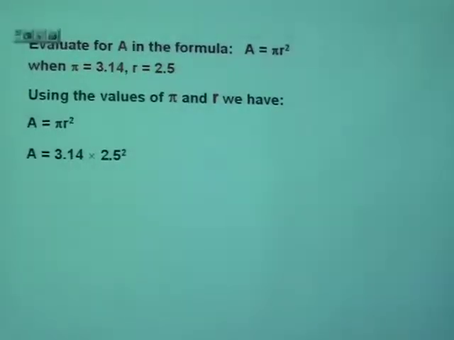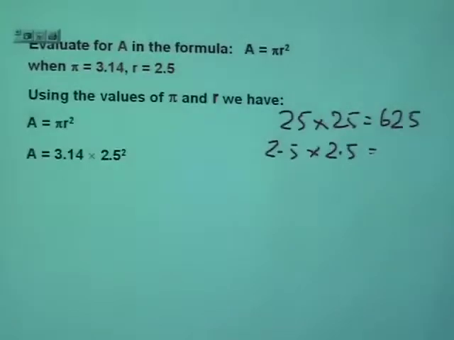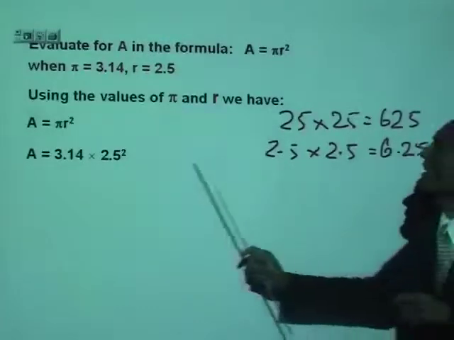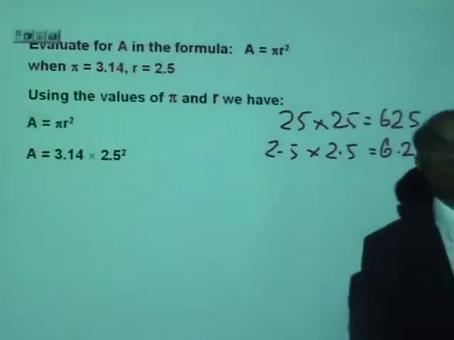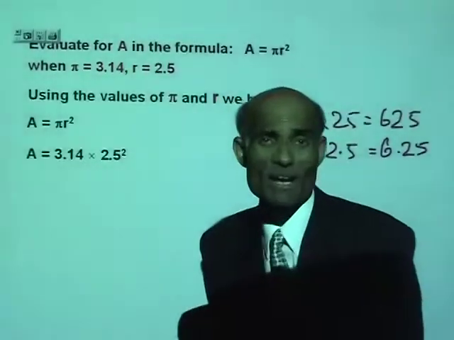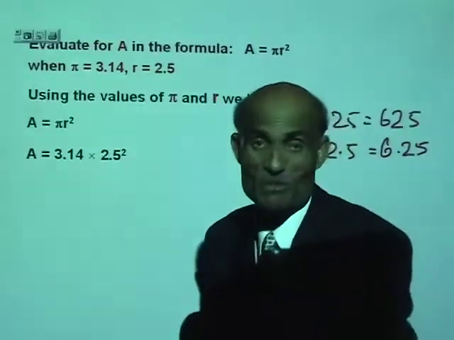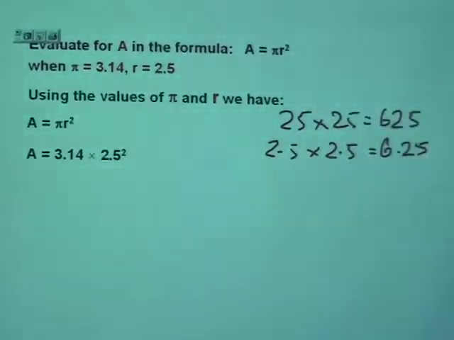You see? Watch it again. You have 25 multiplied by 25 is 625. Therefore, 2.5 multiplied by 2.5, what all we need to do is move 2 decimal places to the left, 6.25. And now, can you multiply 6.25 by 3.14? You must do that. If you cannot do that, I don't know if I can help you. Alright? You must do that on your own. I'm not going to do that for you.